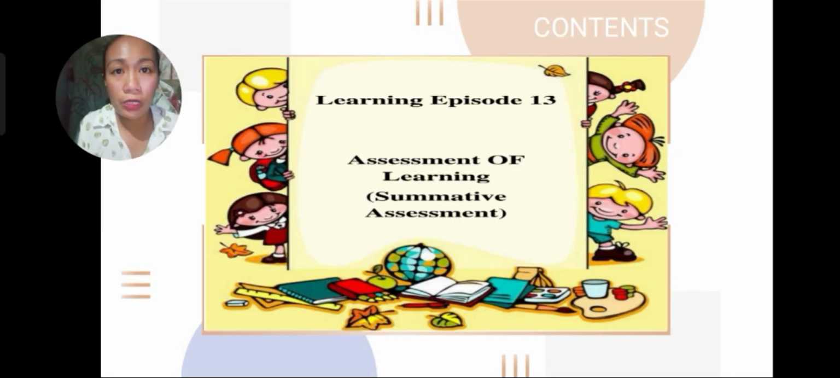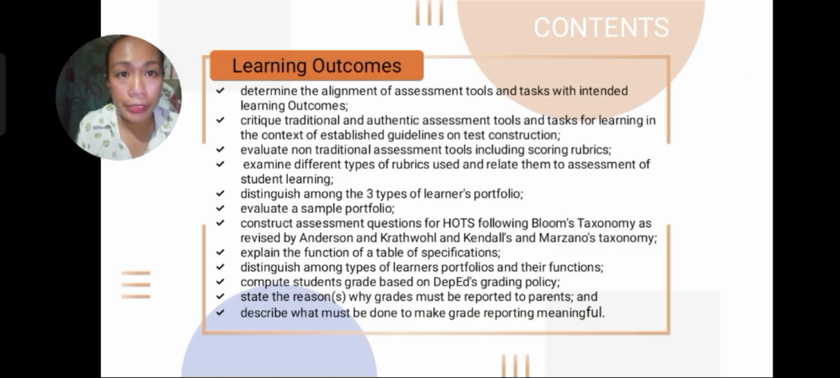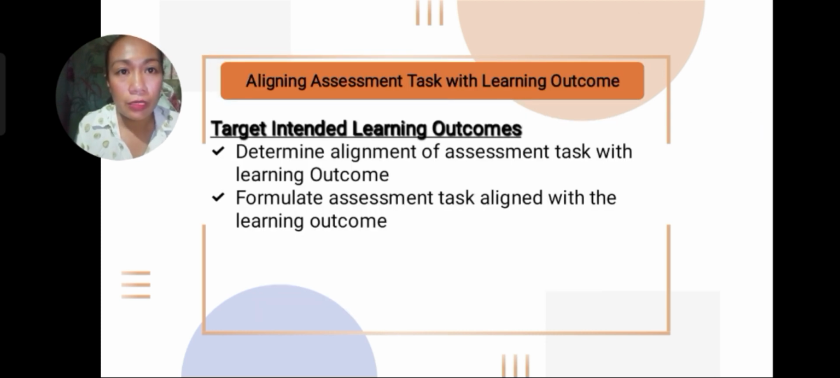So first we're going to discuss learning episode 13, which is the assessment of learning, or the summative assessment. So here are the learning outcomes. First is aligning assessment tasks with learning outcomes. The target intended learning outcomes: first, determine alignment of assessment task with learning outcomes. Second, formulate assessment tasks aligned with the learning outcome.